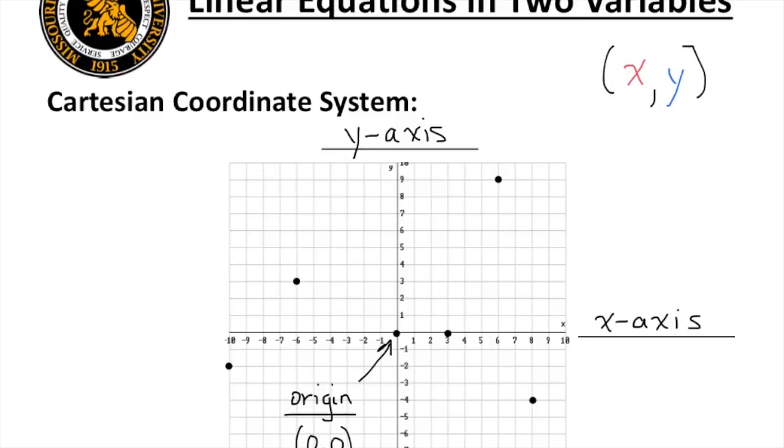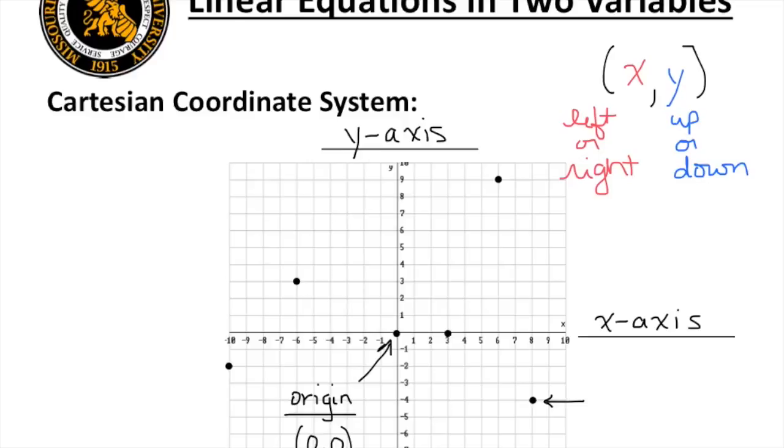The x value tells us to move left or right depending on the sign of the number, and the y value tells us to move up or down, again depending on the sign of the number. So consider this point located right here.